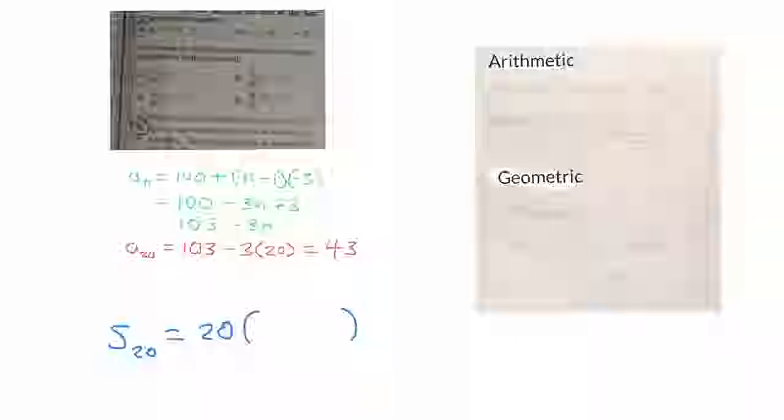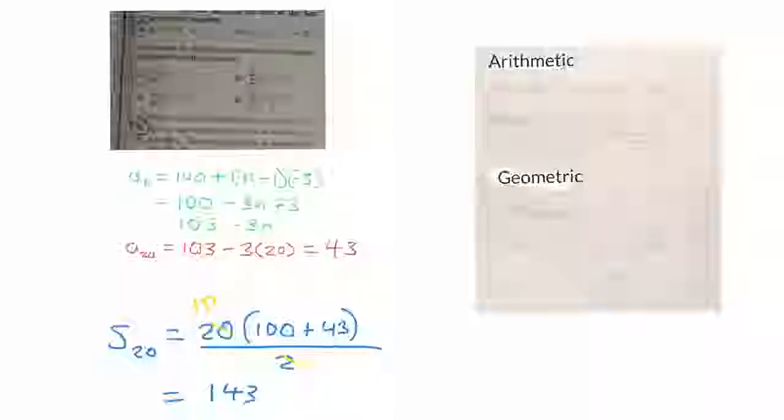And the first number is 100. The last number is 43. And that's going to be all over 2. Working that out, first of all, the 20 and the 2 would cancel, giving us a 10 up there. So that's going to be 10 times 143. That's an easy calculation. 10 times 143 would be 1430, also known as 1,430. So that is actually the answer.